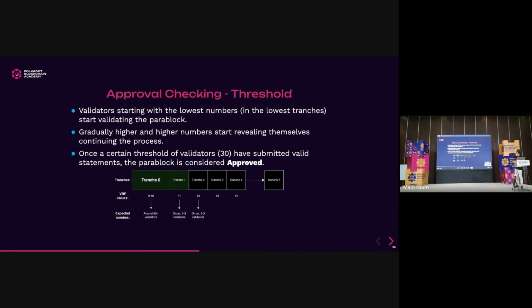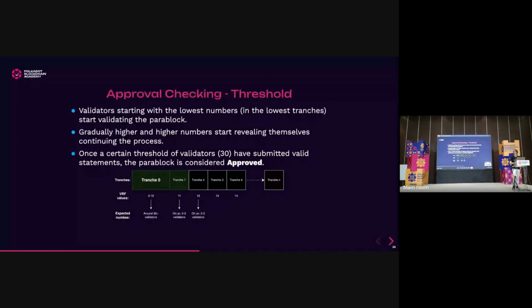And also remember, you're randomizing which tranche you are checking for every single parachain block, every single relay chain block, and there are 1,000 validators. So there are so many different layers here that over time, it really averages out, and those fluctuations are not noticeable.